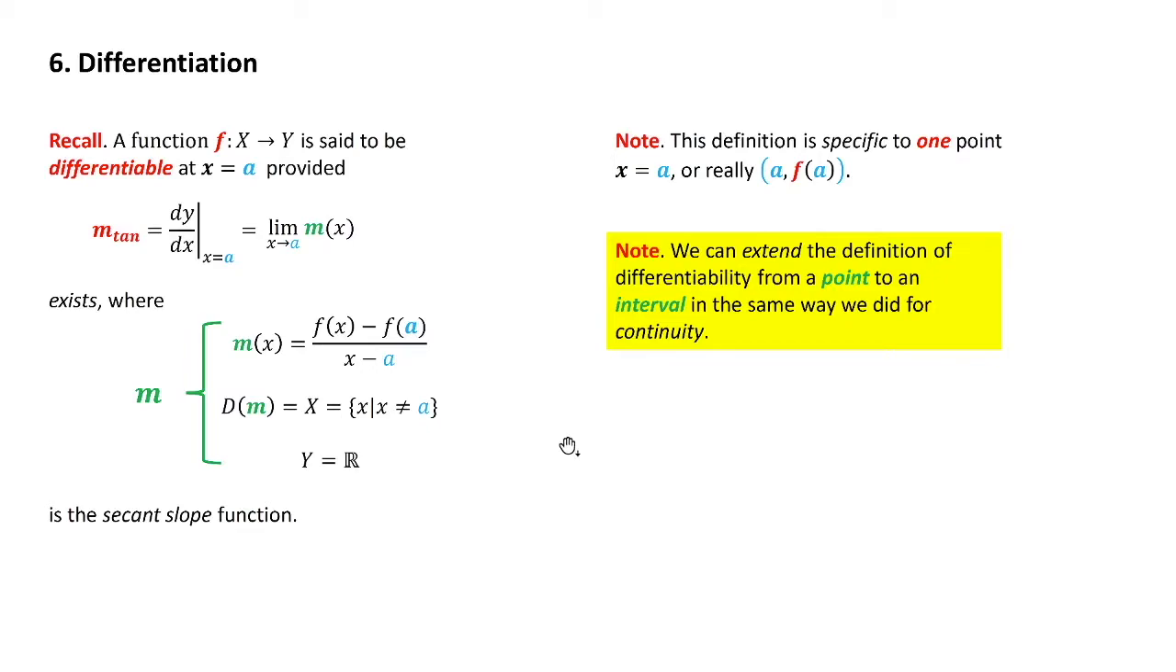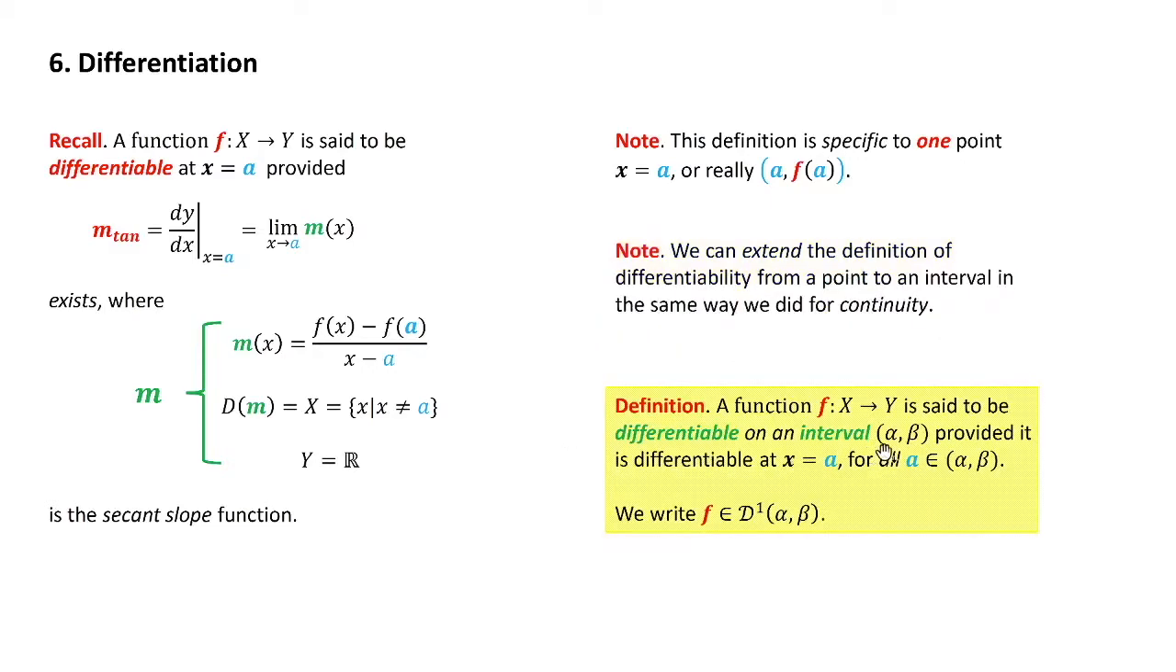Now, what we want to do, among other things, is extend the definition of differentiability from a point to an interval. And we'll do this exactly the same way we did it with continuity. We'll say a function is differentiable on an interval, provided it's differentiable at each value of a, x equals a, for all a in the interval. And we write f is an element of the set of differentiable functions, and it'll be D1 because it's the first derivative. Just as we used C for continuity, we're going to use D for differentiability.